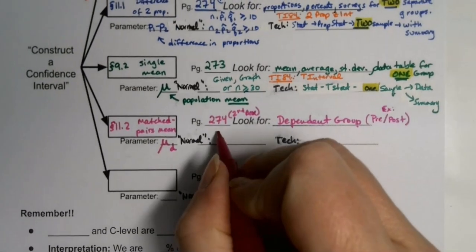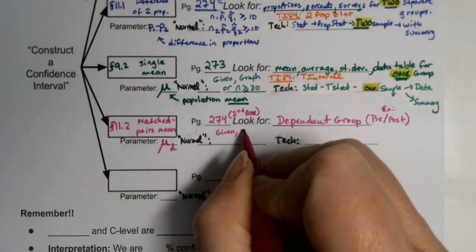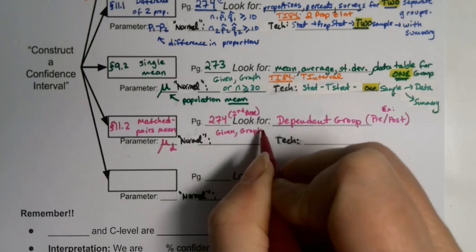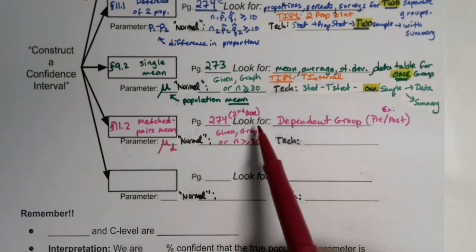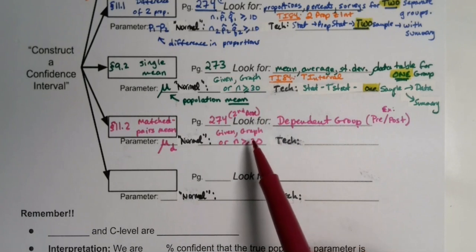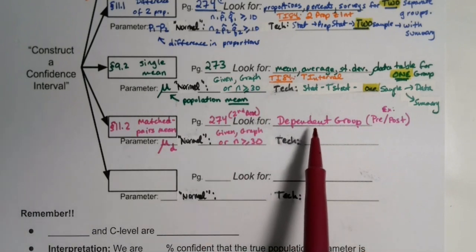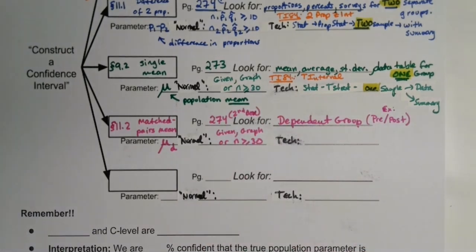So it's given, graph, or n greater than or equal to 30, just like the one above, right? These two are very similar to each other. The trick is that this is a dependent group. So you end up making one group of the differences, right? So it's one group, but it's of the differences of that group, right?